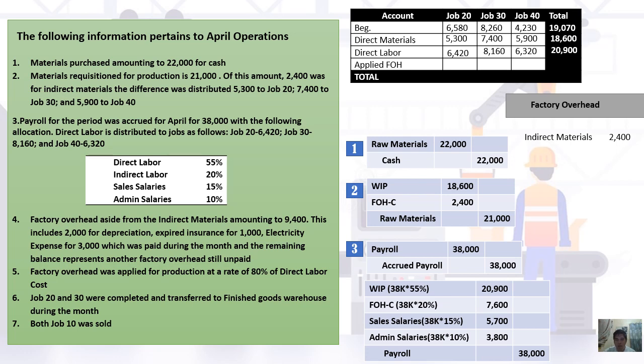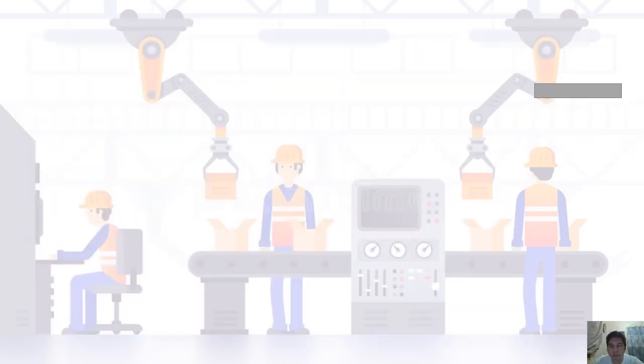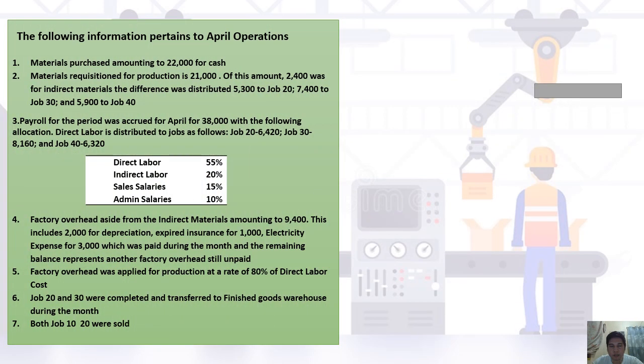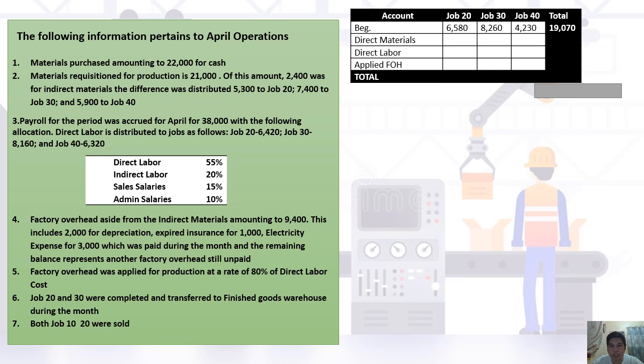So kung mapapansin nyo dun sa entry, meron tayong factory overhead control, which is 7,600 related to indirect labor. So kailangan din po natin i-update yung ating actual factory overhead schedule, which is indirect labor. Ang amount niyan ay 17,600. Okay, so let's continue dun sa ating number 4. So ilatag ulit natin yung information. So ayan po. So punta tayo doon sa number 4.